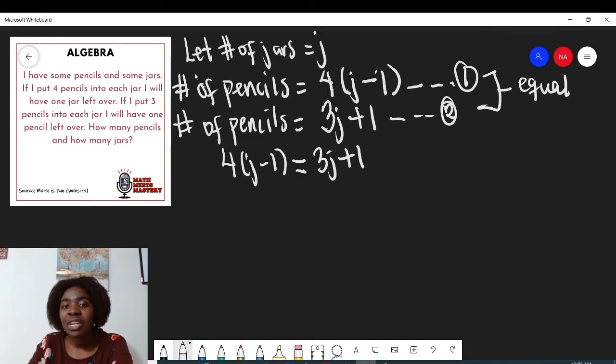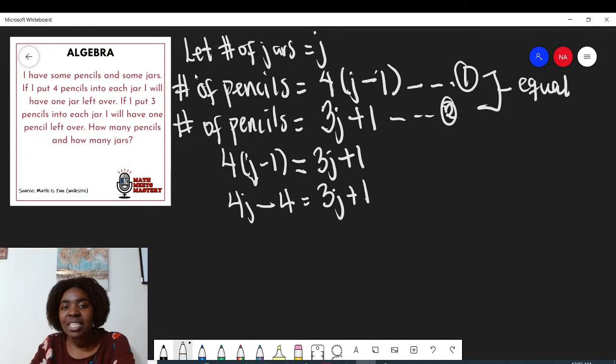Now I only have one variable. In this case, the variable is J. It's a variable because that's what we're finding. So I can open this up here. So 4 times J is 4J minus 4 times 1 is 4, is equal to 3J plus 1, right?